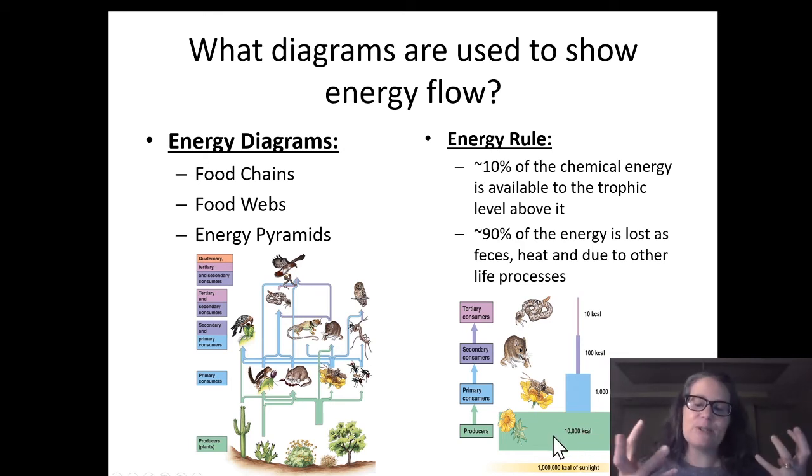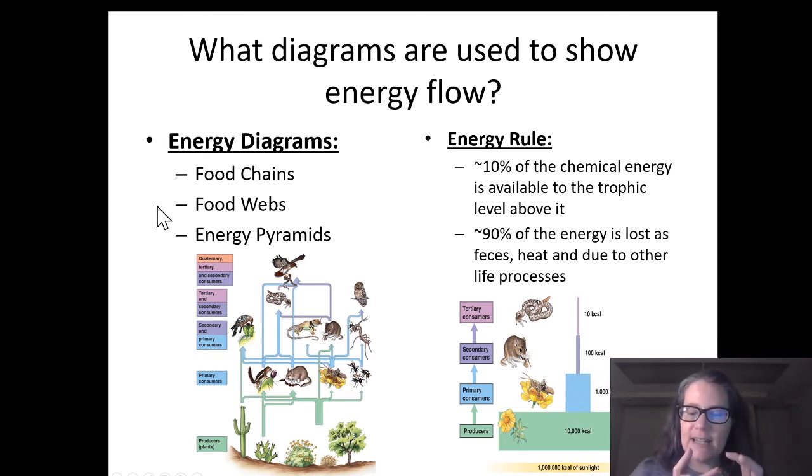So we have a lot of producers on the Earth's surface, but they're not as efficient at taking in all of the sunlight that reaches Earth's surface and then changing it into chemicals. So they're even a little bit less efficient than some of these other organisms. But this is the average rule. 90% of our energy is lost at each transfer and 10% gets to move up.